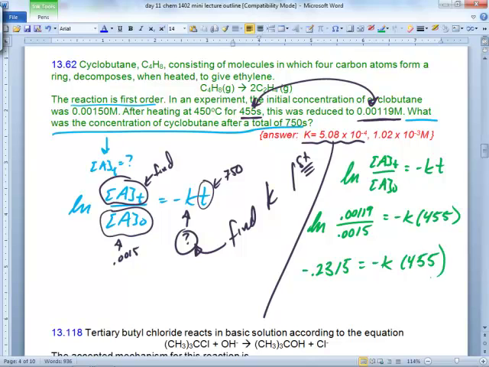Now don't raise everything to the e, because you have to take the natural log of this. So 0.00119 divided by 0.0015, hit equals, then natural log, the ln button. Then you get this. Notice how the negative signs are going to cancel on you. Divide both sides by a negative 455. And yeah, you get the 5.08 times 10 to the negative 4, which is what it's supposed to be.